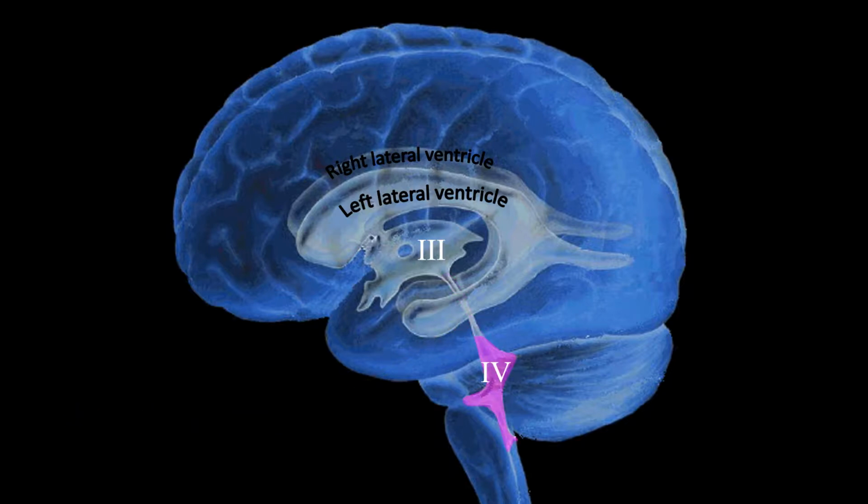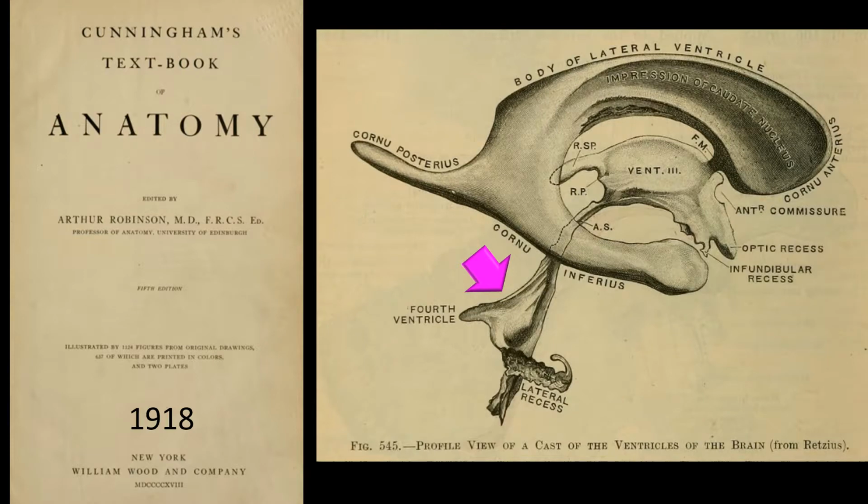The fourth ventricle is an odd-shaped structure which can only be fully appreciated in a 3D rendition, but the drawings of Cunningham made in 1918 provide a good rendition of the fourth ventricle and the lateral recess pointed by the arrow.